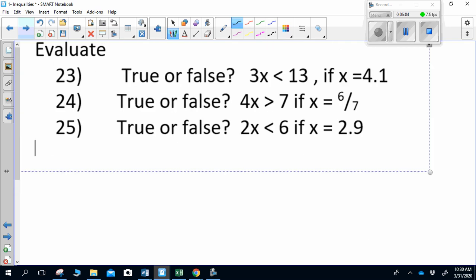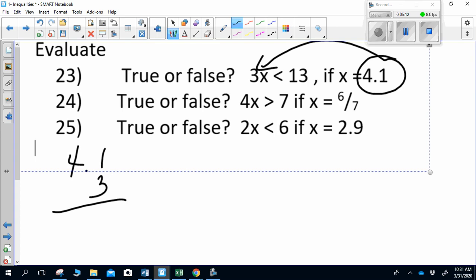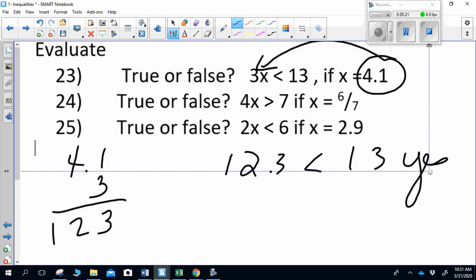All right, and then finally evaluate. So you're going to take this value of x and substitute it in. Remember, 3x means 3 times whatever value has been assigned to x. So I have 12 and 3/10. Is that less than 13? Yes, it is true. Okay, next one.